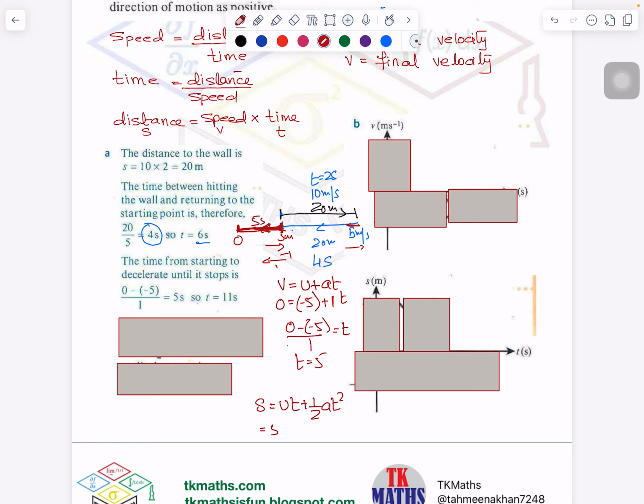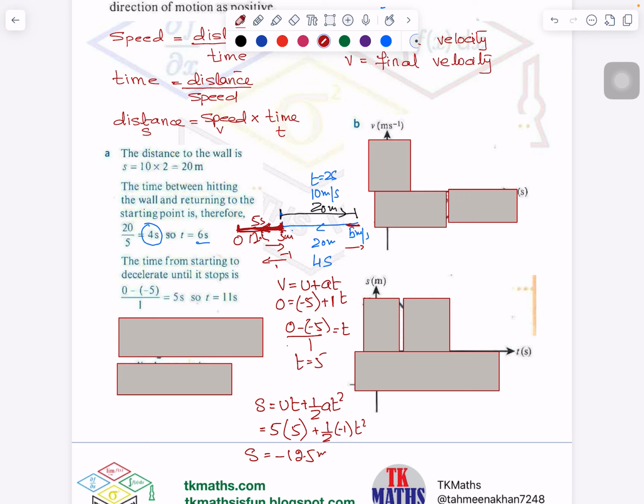So u is 5, t is 5, half, a is minus 1 and t square. And you calculate it. What will you get? S equals minus 12.5 meter. It means the distance covered here is 12.5 meter. Right? So now after that, let's see the sketches.